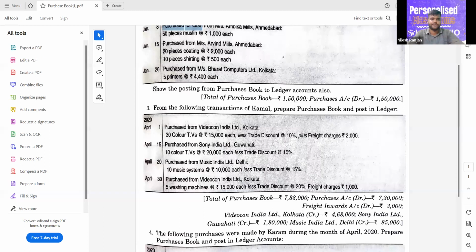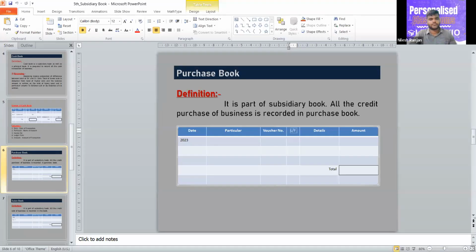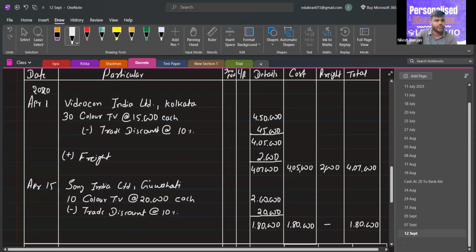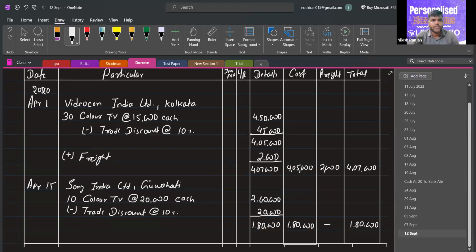Have you done this? I only wrote the total column, sir. I did not write the freight column and cost columns. You can see. Yes, sir. You have to prepare like this. So Videocon India Limited, 4,50,000, 45,000, 4,05,000, 2,000, 4,07,000. And then you have to classify in the different columns. Again, with Sony India Limited, it is 2 lakh minus 20,000 of trade discount, 1,80,000.